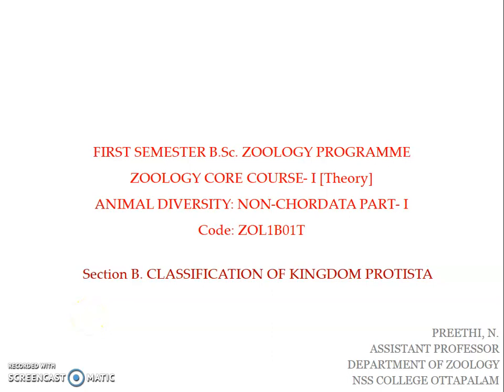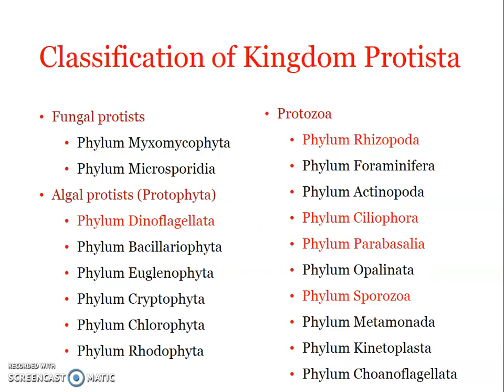Welcome back, and we'll be continuing with the classification of kingdom Protista. We have already looked into the fungal protists and algal protists. Almost 8 phyla we have discussed in the kingdom Protista. The next 10 come under animal-like protists, or what we generally speak of as Protozoa.